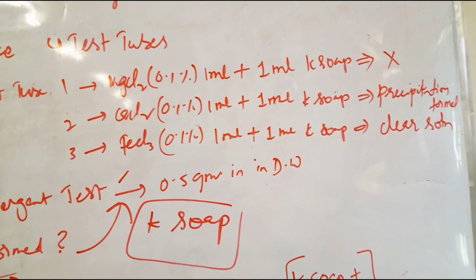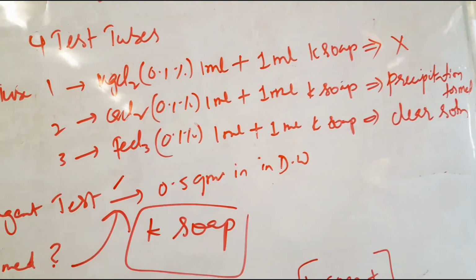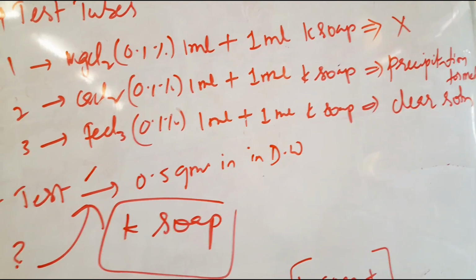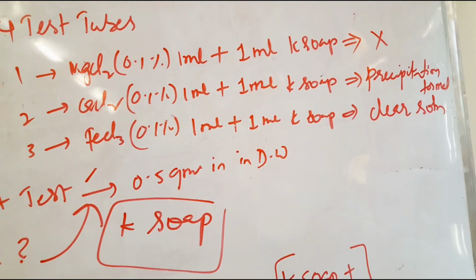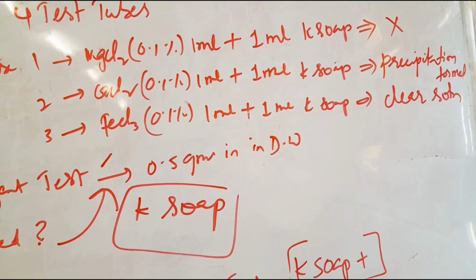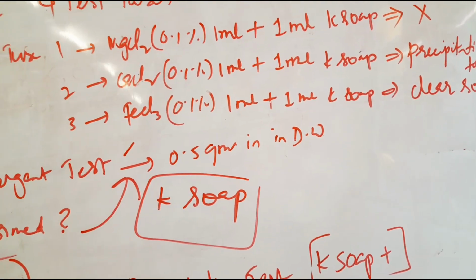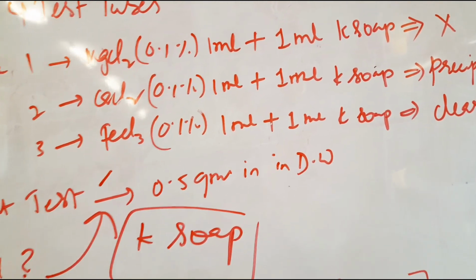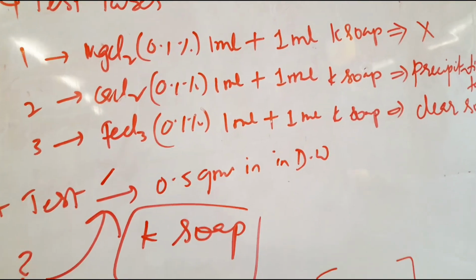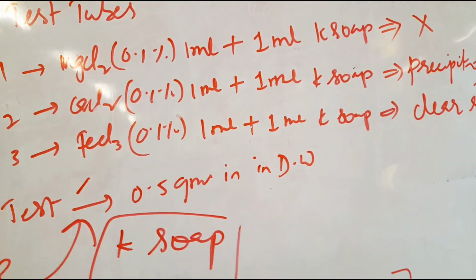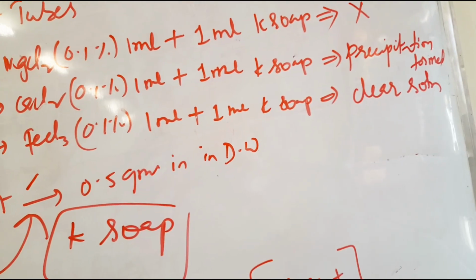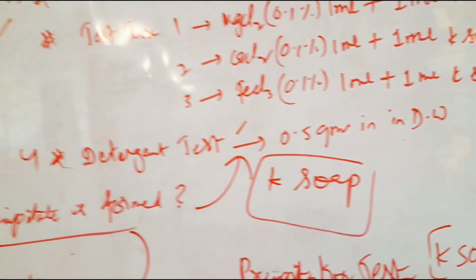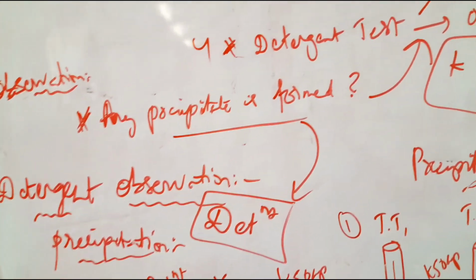In this case, potassium soap forms the precipitate with calcium chloride, because soap cannot form a solution with calcium and magnesium ions. So the observation is that precipitation is formed. And the third test tube containing ferric chloride solution with potassium soap forms a clear solution. So potassium soap forms a clear solution with ferric chloride solution. That is the observation. And coming to the detergent.